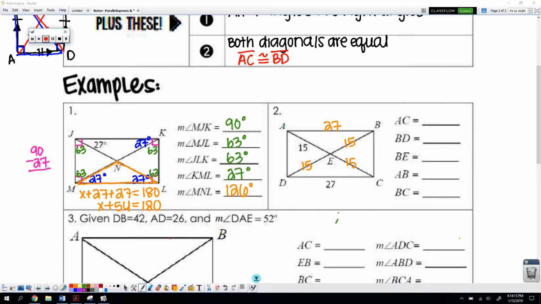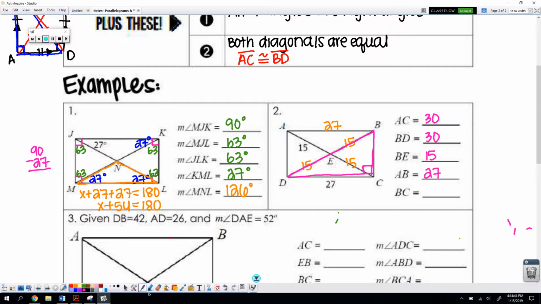Alright, so I have a feeling this is as far as we got. So we have AC is 30. We have BD, which is also 30. That's our two diagonals. And then we have BE. BE is part way, and that's 15. And then we have AB, which is 27. Then they ask us about BC, but we don't know what BC is. But we do have a right triangle, so we can find it.